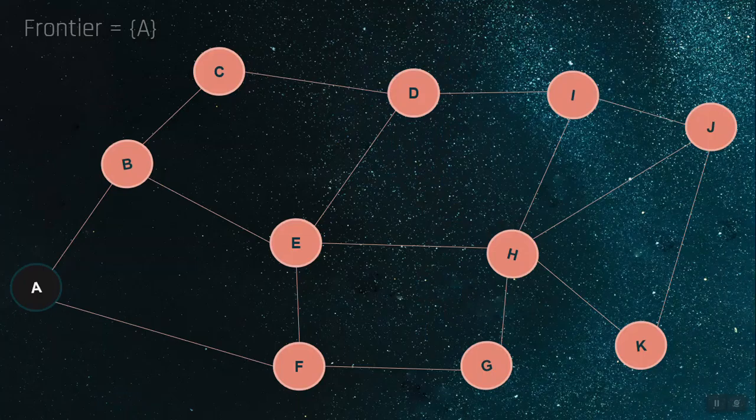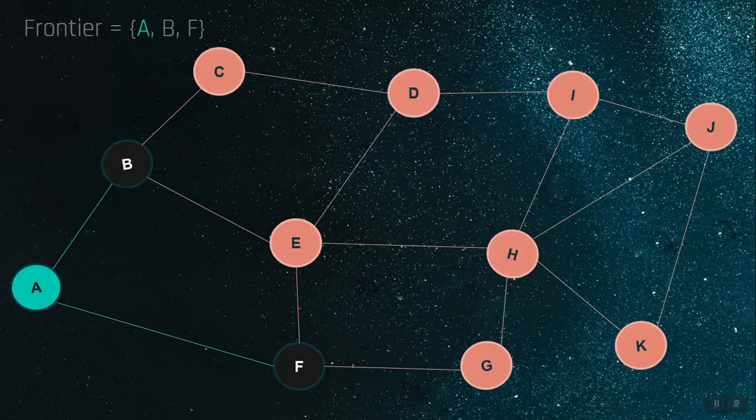Okay, so let's start with our same example. In our frontier, we have A. This is a first in, first out queue, remember. From A, once we explore A, the immediate next nodes to be explored are B and F. So we will just add B and F to our frontier. It's in alphabetical sequence, so that's why I added B first before F.